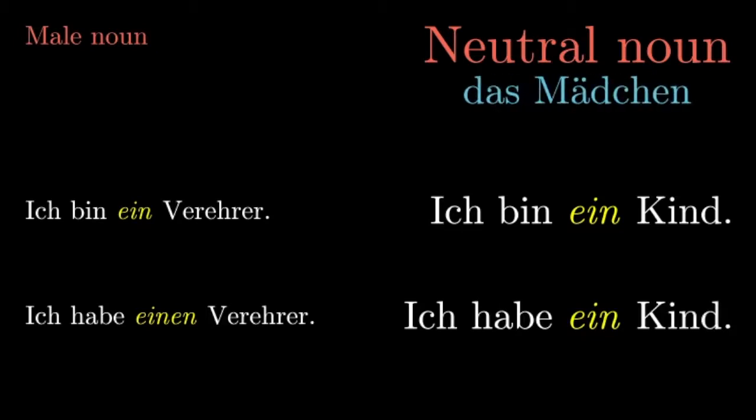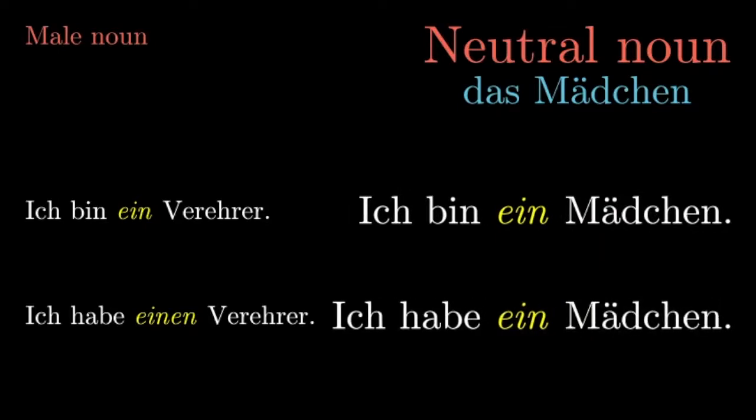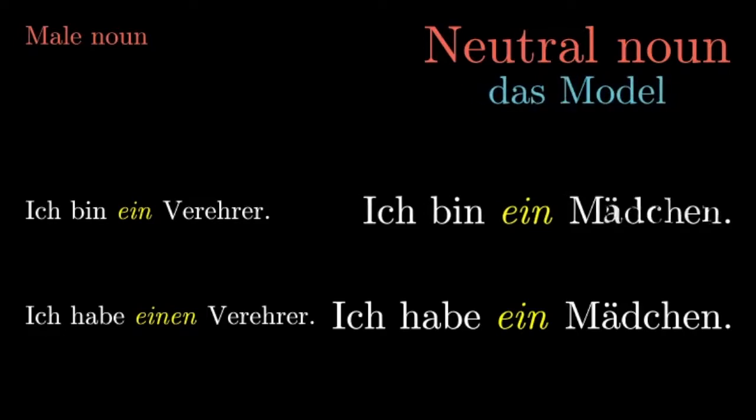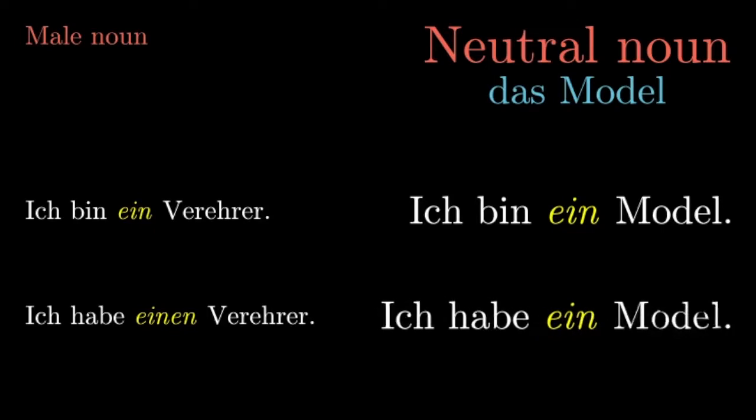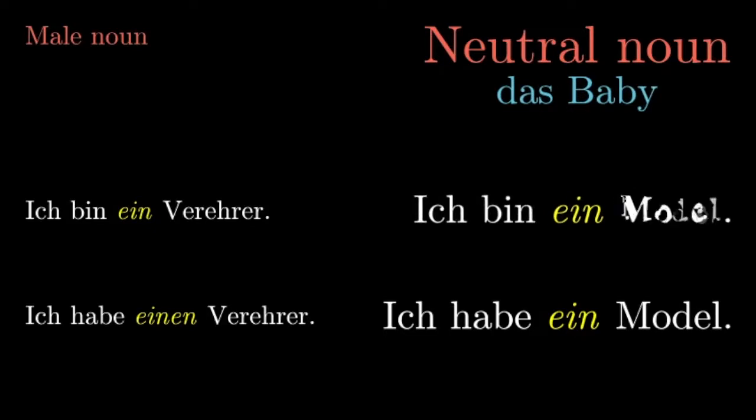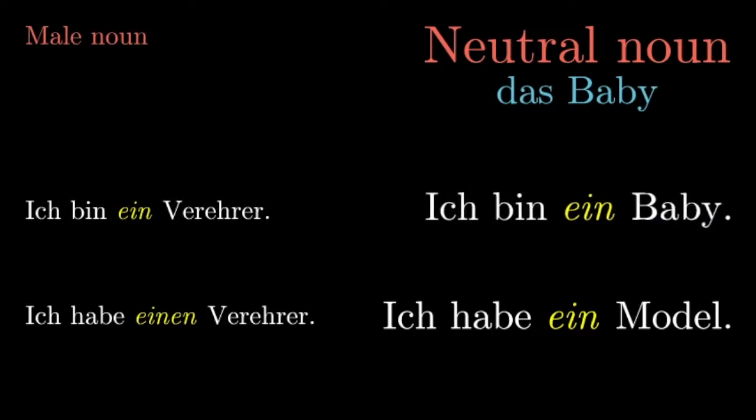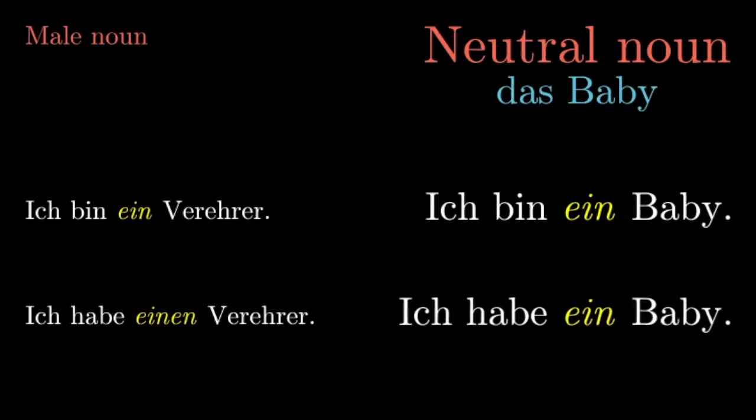Let's take the next word, das Mädchen, the girl. I am a girl. Ich bin ein Mädchen. I have a girl. Ich habe ein Mädchen. Let's do some more. Das Model. I'm a model. Ich bin ein Model. Ich habe ein Model. I have a model. And the last one, the baby. Das Baby. I am a baby. Ich bin ein Baby. I have a baby is, ich habe ein Baby.